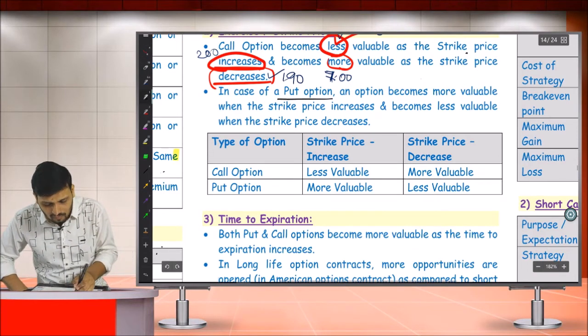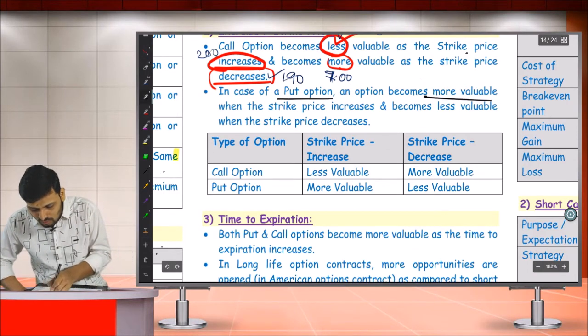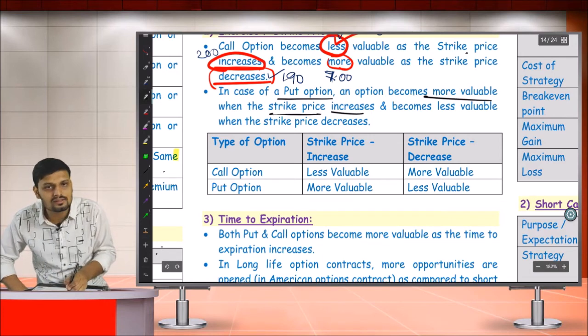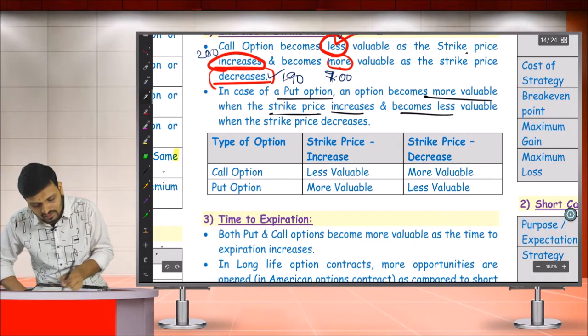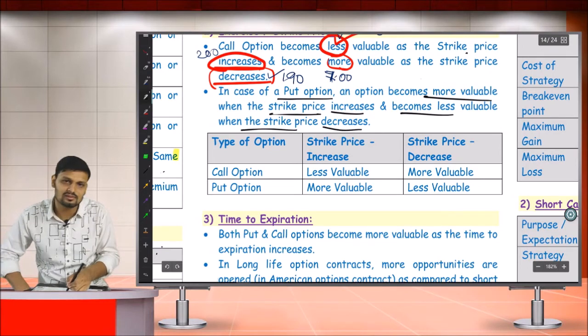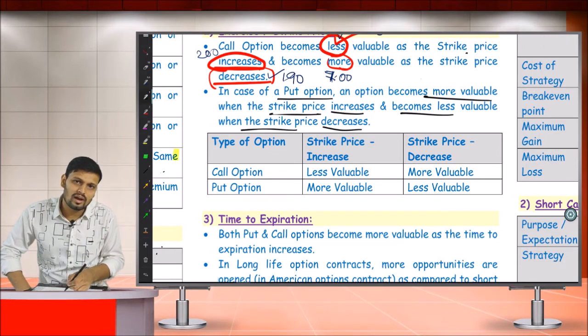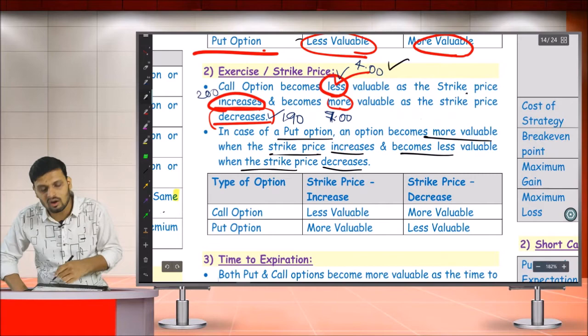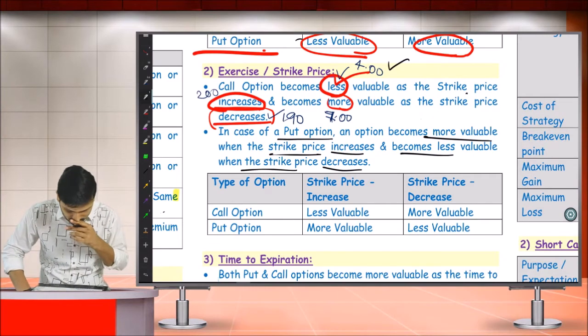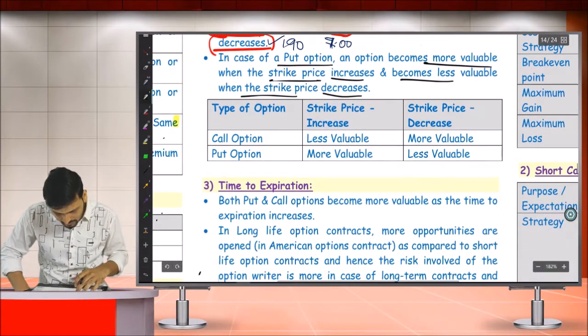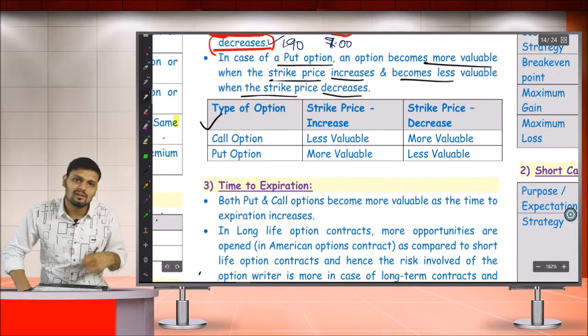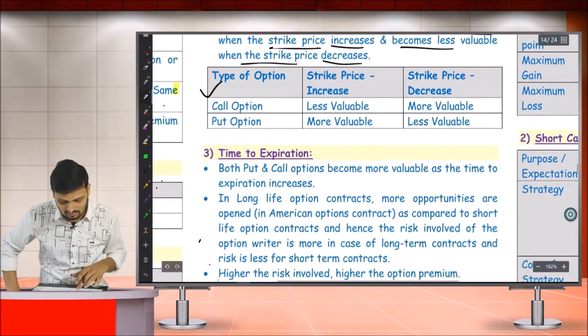In case of a put option, an option becomes more valuable when the strike price increases and becomes less valuable when the strike price decreases. You can correlate this, because we have understood for call option, exactly opposite is the put option. So you can go through this table now for a summarized understanding.